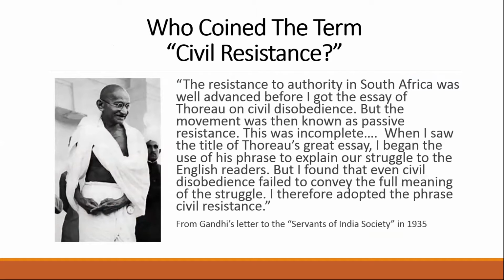And so for a while, he was inspired to use civil disobedience, a term he read about in Thoreau, but he felt that that was still incomplete. And ultimately, he adopted the phrase civil resistance as the English translation for what he had called satyagraha, the strategy of struggle used in the Indian independence campaign.